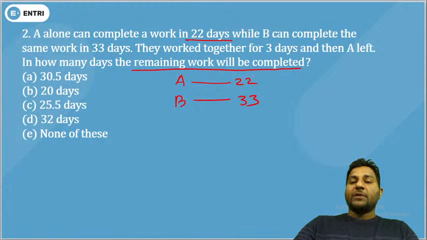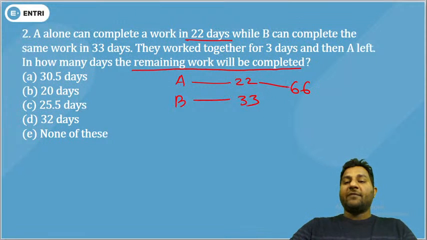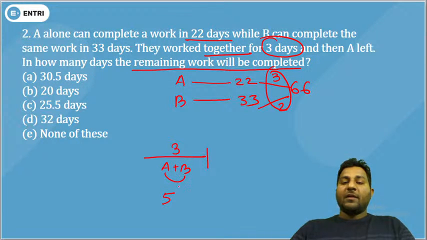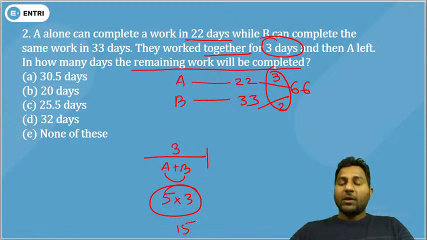According to 22 days and 33 days, the LCM will be 66. That means the efficiency of A will be 3 work per day, and the efficiency of B will be 2 work per day. If A and B started together and worked for 3 days, their combined efficiency is 5 work per day, so for 3 days they must have done 15 work. From 66, they have already done 15 work.